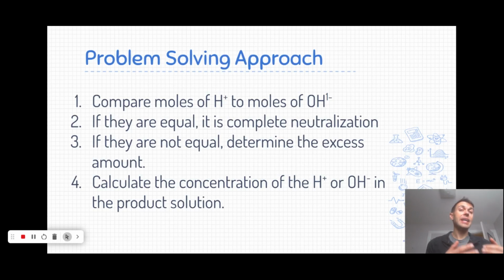We will then take that excess amount and calculate the concentrations of hydrogen or hydroxide ions in the product solution, which will enable us to then calculate the pH. Let's now switch over to the whiteboard and solve this problem.